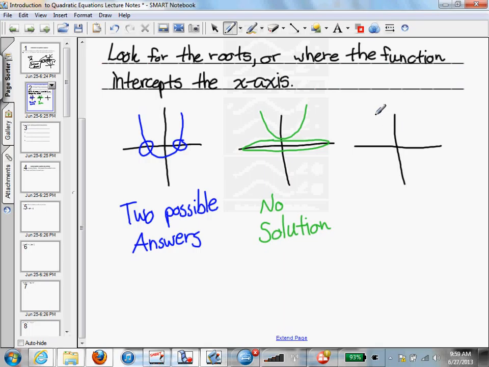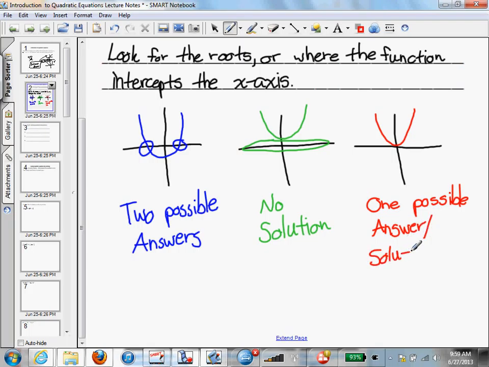You could even get something that looked like this, where it sits right at the origin, and this would have one possible answer or solution. And I'm actually going to go back and write answers slash solutions on this first one. And the reason that this would have one, because it would just touch right there, that one place.